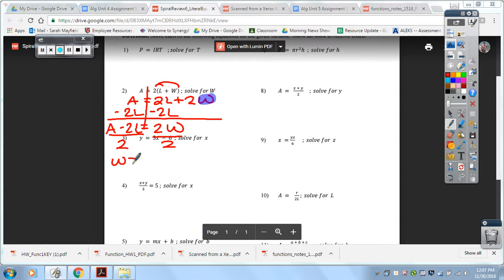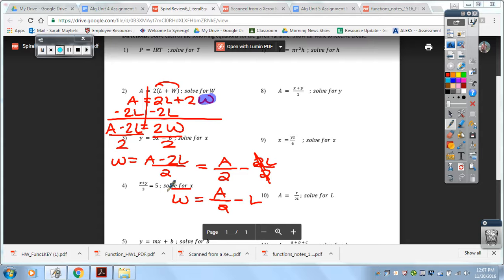So if I write W equals (A minus 2L) over 2, remember we talked about a further way we can do this. We can split up our fraction. We can say A over 2 minus 2L over 2. A over 2 I can't clean up, so I write it. But notice 2 over 2 I can slice out, so I'm left with minus L. This equals W, and I'm done.